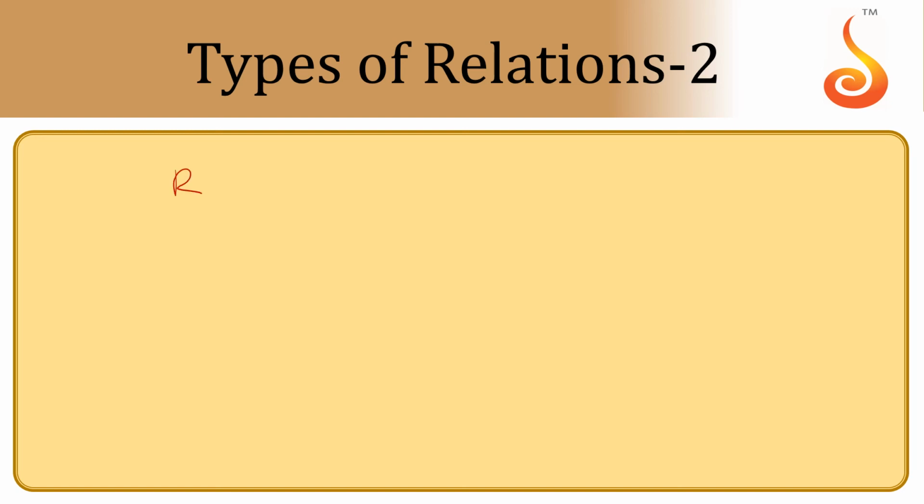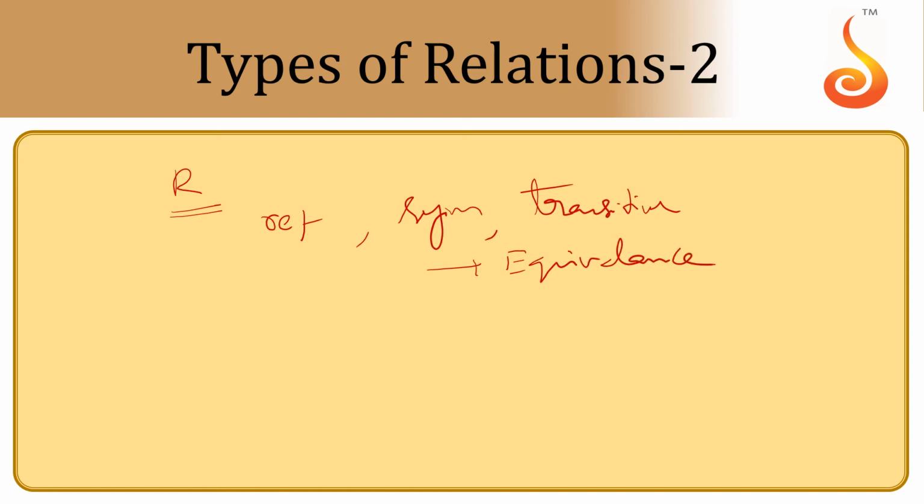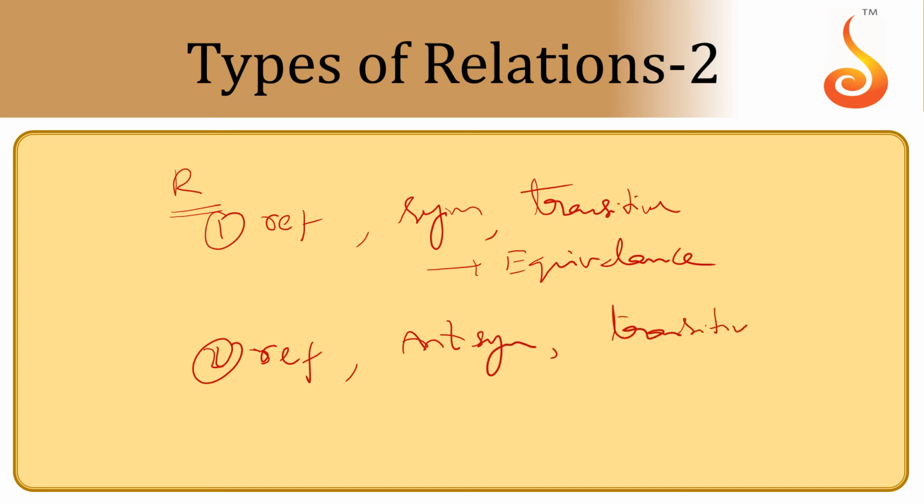And any relation R, if it is reflexive, symmetric, and transitive, it is called an equivalence relation. If it satisfies reflexive and antisymmetric and transitive, it is called a partial order relation. So you have syllabus up to partial order for JEE Main. Please revise.